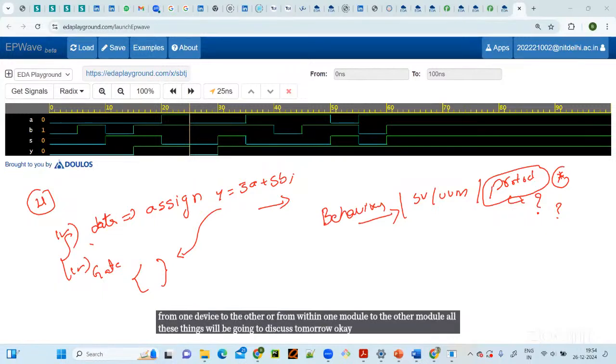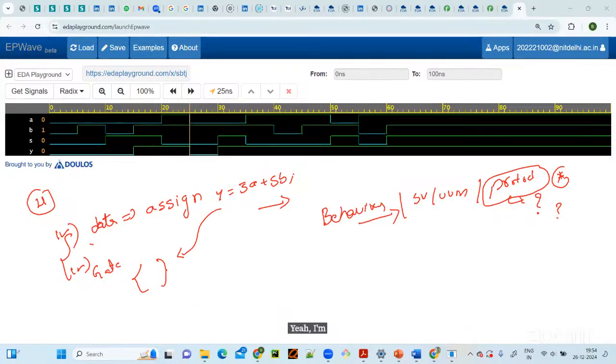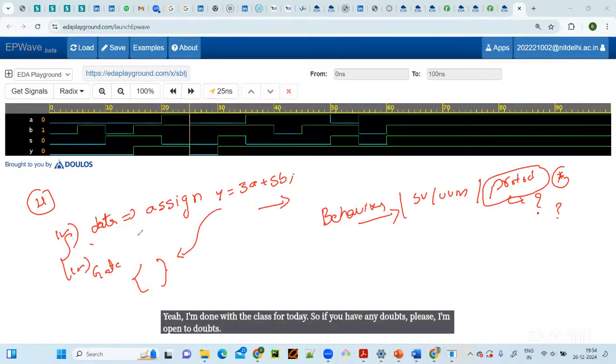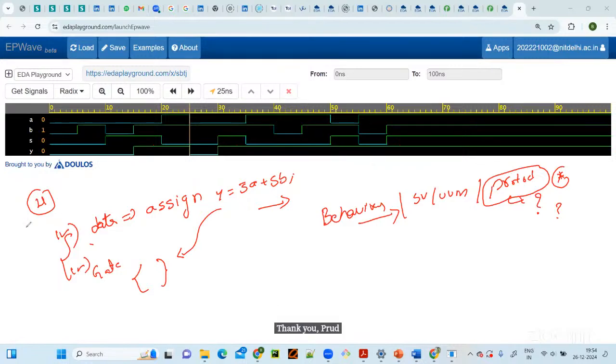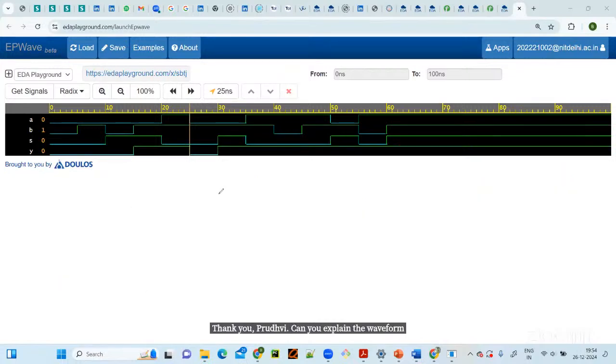Okay, I'm done with the class for today. If you have any doubts, I'm open to doubts. Thank you, Prithvi. Can you explain the waveform again? That is a question from Nikita.